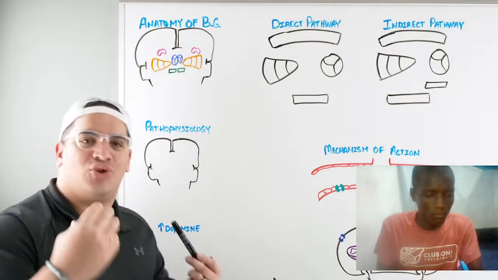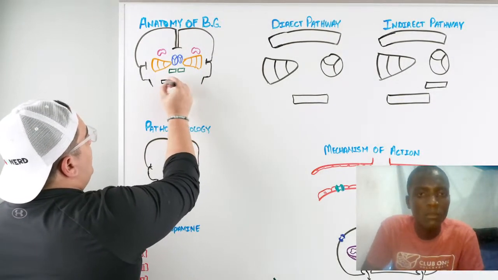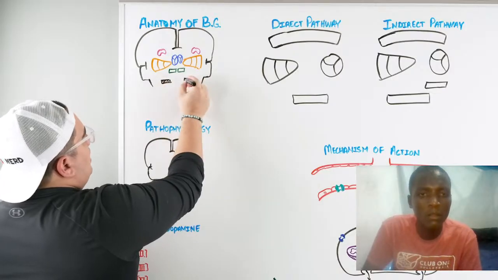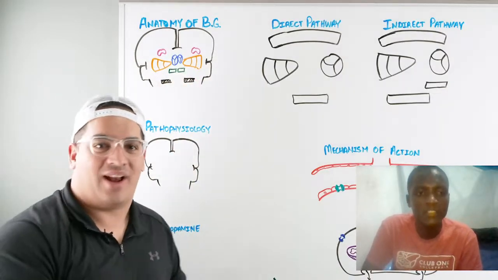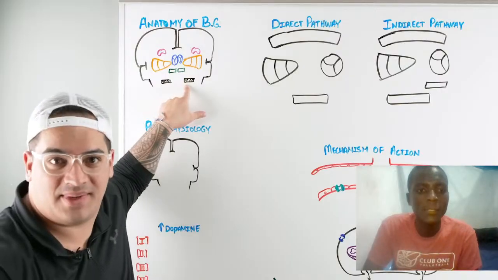And there's one more, super critical to understanding Parkinson's disease. In the midbrain, there are these structures here, which we're going to highlight in black. This is the substantia nigra. Now in Parkinson's disease, there is destruction of the neurons within the substantia nigra, which causes a decrease in dopamine. We'll go over all that.